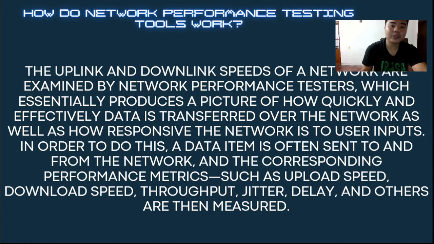So, how do network performance testing tools work? The uplink and downlink speeds of a network are examined by network performance testers, which essentially produces a picture of how quickly and effectively data is transferred over the network as well as how responsive the network is to user inputs. In order to do this, a data item is often sent over the network and the corresponding performance metrics such as upload speed, download speed, throughput, jitter, delay, and others are then measured.